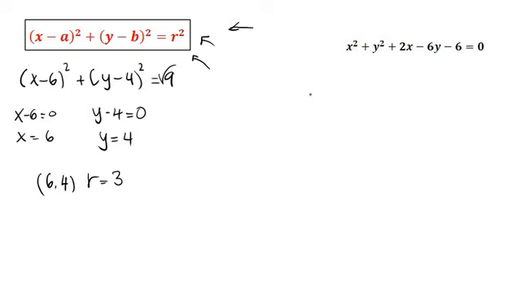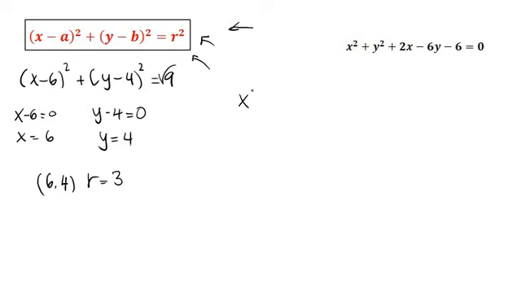So in order to do that, the first thing we need to do is group all the x's together and group all the y's together, and then move the constant to the other side of the equation. Then we apply a method called completing the square. So let's go ahead and do that.